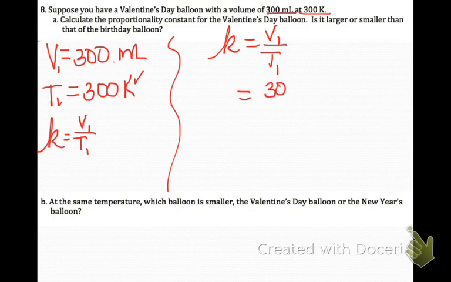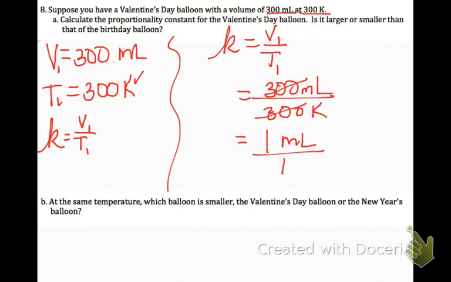We have 300 milliliters over 300 Kelvin. Don't even need to plug this into your calculator, guys. This ends up being 1 milliliter over Kelvin. So is this larger or smaller than that of the birthday balloon? Check the proportionality constant for the other two balloons, and you'll find that this Valentine's Day balloon actually has a smaller constant.